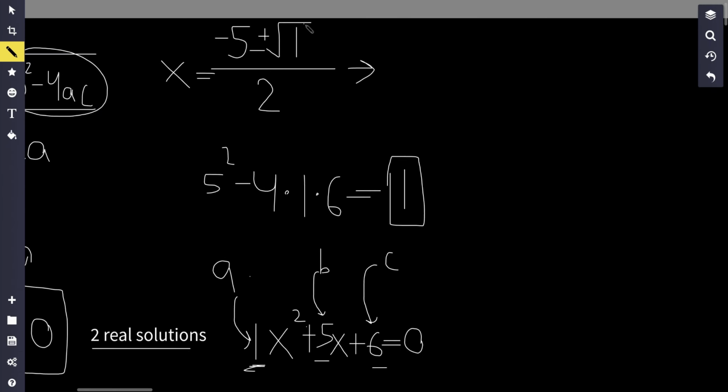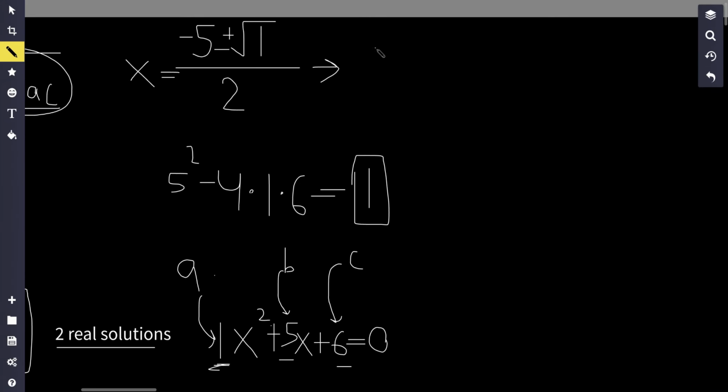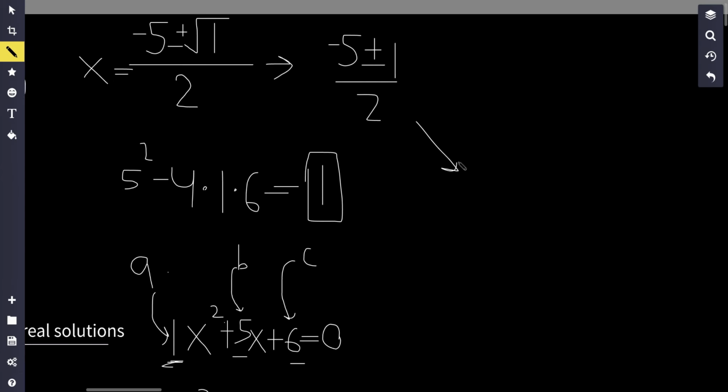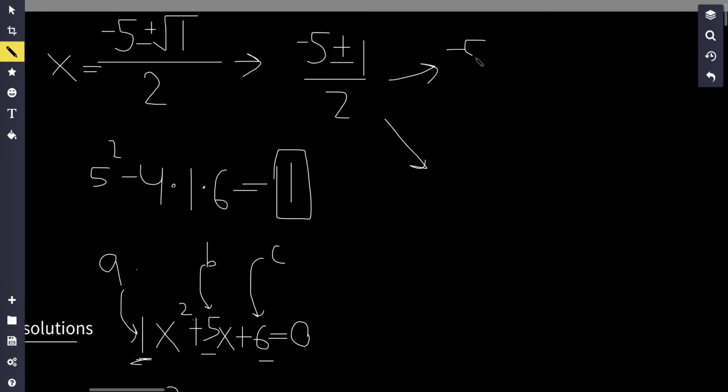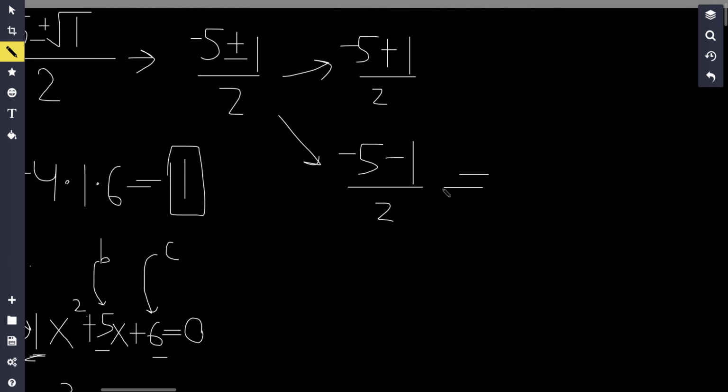Now, let's simplify this. So we know the square root of 1 is just equal to 1. So we have negative 5 plus or minus 1 divided by 2. So we're going to have two solutions, right? Either we have negative 5 plus 1 divided by 2, or we have negative 5 minus 1 divided by 2, right? This is the plus or minus part. You either have this plus 1 or this minus 1. So if we have negative 5 plus 1 divided by 2, we're just going to get negative 2 as our answer. And if we have negative 5 minus 1 divided by 2, we're just going to have negative 3 as our answer.